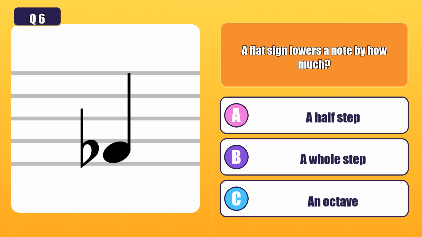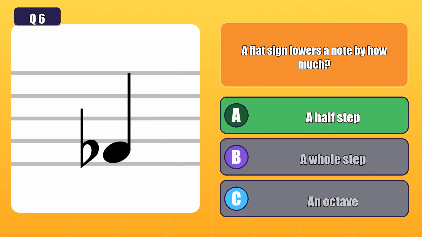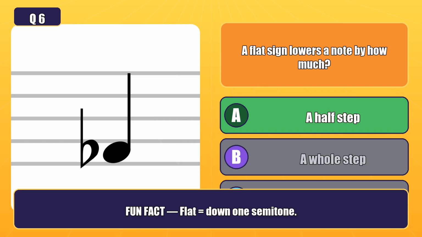Question number 6. A flat sign lowers a note by how much? The answer is a half step. Fun fact, flat equals down 1 semitone.